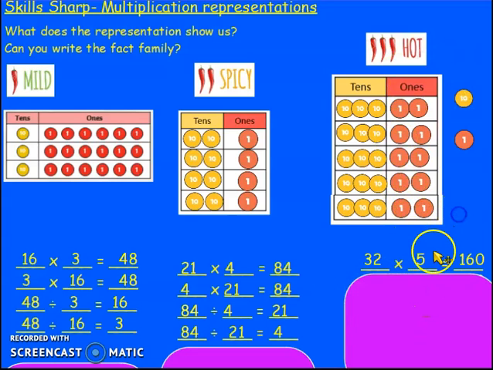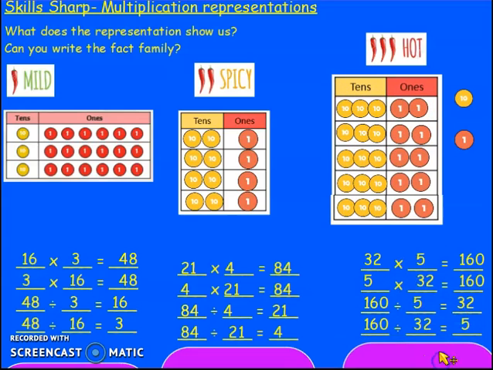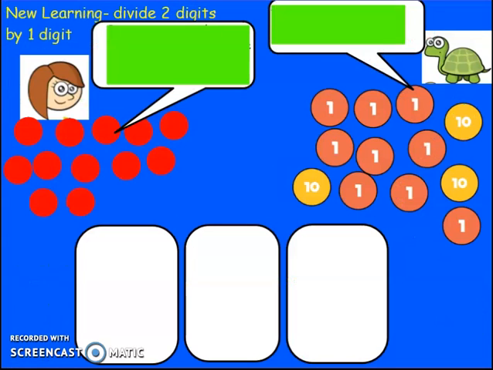We can swap around these two amounts and say that 5 times 32 is 160. And then if we have 160 and we divide it into 5 groups, we will have 32 in each group. And then we can swap that around as well and say 160 divided by 32 equals 5.